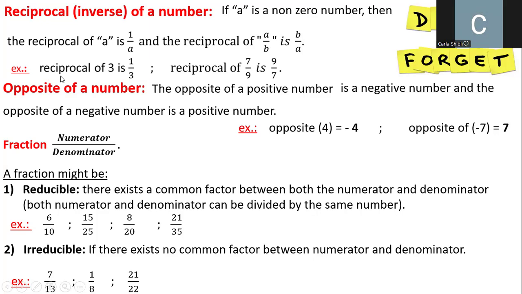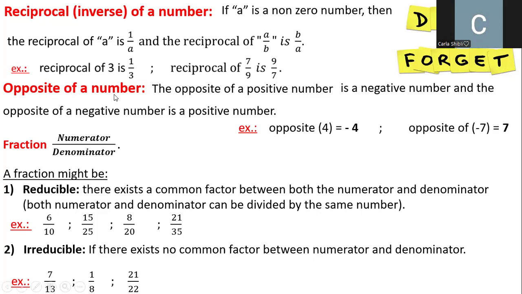For example, what's the reciprocal of 3? It's 1 over 3. Why? Since 3 can be written as 3 over 1. So if you change the places, it becomes 1 over 3. The reciprocal of 7 over 9 is 9 over 7. For example, the reciprocal of minus 2 is 1 over minus 2. The reciprocal of minus 4 over 3 is 3 over minus 4.